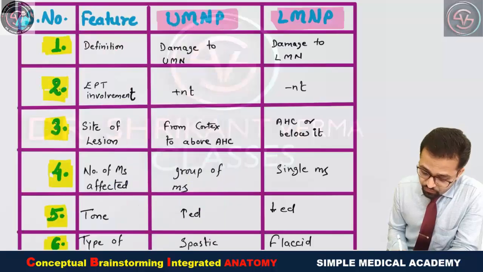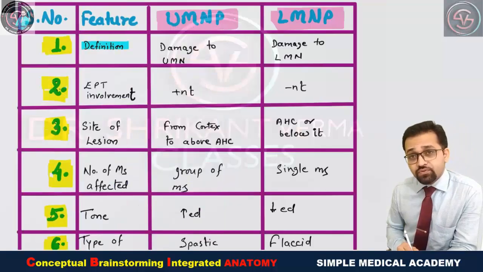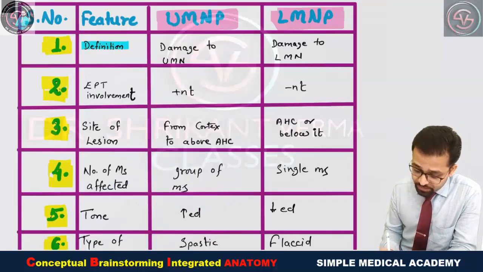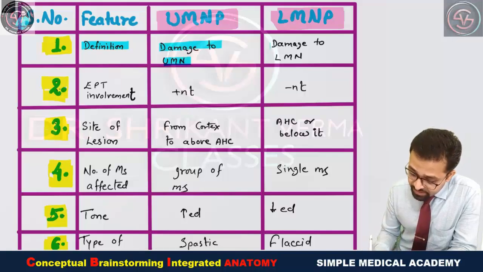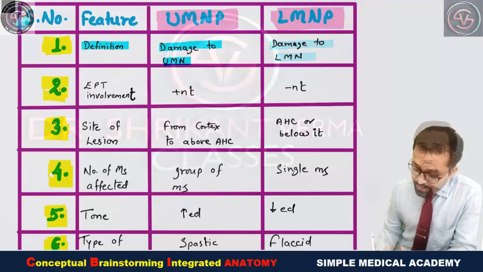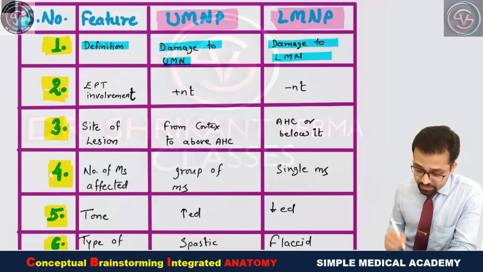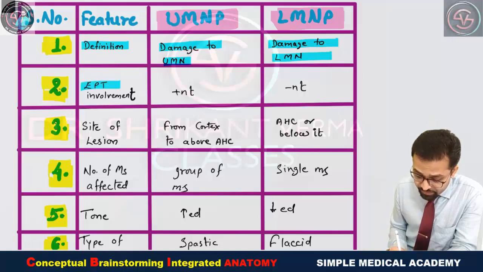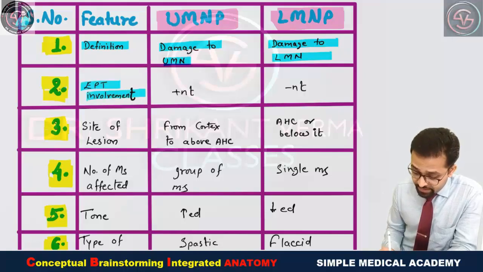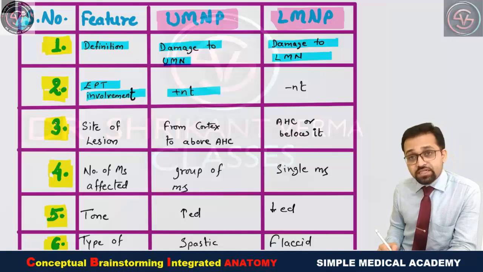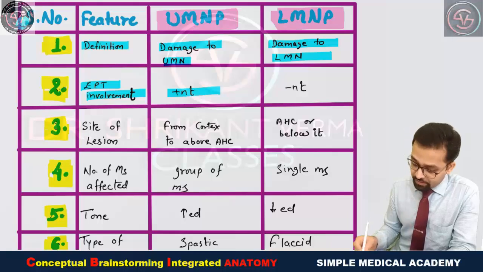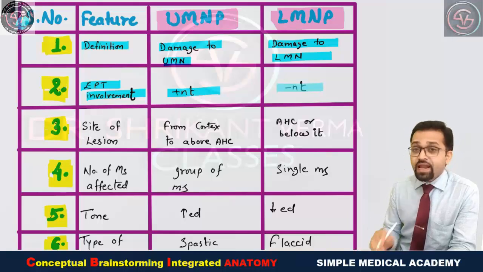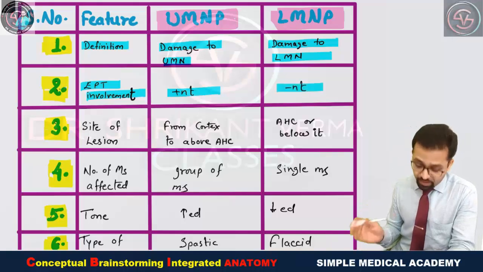One by one. First point is the definition. As we know after the proper description, damage to the upper motor neuron is upper motor neuron paralysis, while damage to the lower motor neuron is lower motor neuron paralysis. Extrapyramidal tract involvement: as we have already seen, in upper motor neuron paralysis the extrapyramidal tract is damaged, mainly the extrapyramidal tract inhibitory part, while in lower motor neuron paralysis there is no damage to the extrapyramidal tract.